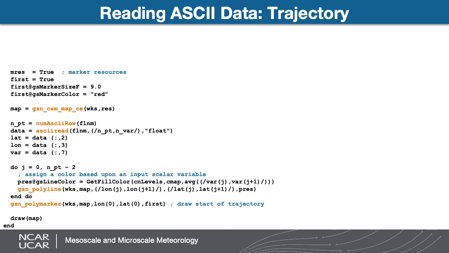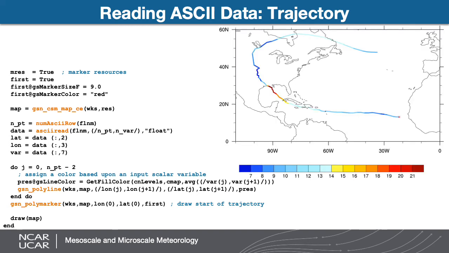And then we're also going to use gsn_polymarker to draw the start of the trajectory, the genesis point. And then we're going to use the function draw(map). And it's going to create a trajectory that looks like this. And this is really cool, if I do say so myself. All right, so that's reading ASCII data in a trajectory.